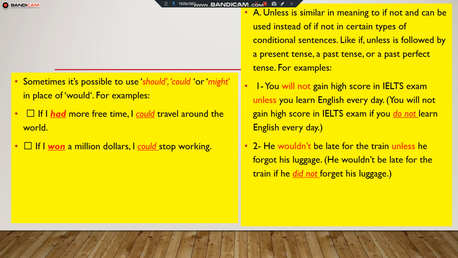Okay? Another example. You will not gain high score in IELTS exam unless you learn English every day. That means you will not gain high score in IELTS exam if you don't learn English every day. So, guys, instead of unless, you will not gain high score in IELTS exam. The sentence begins with the main clause.